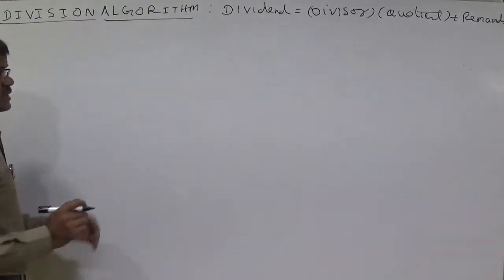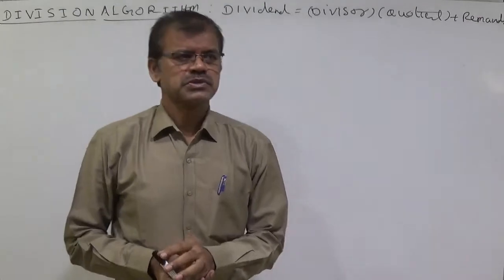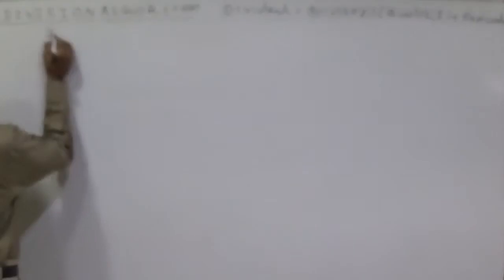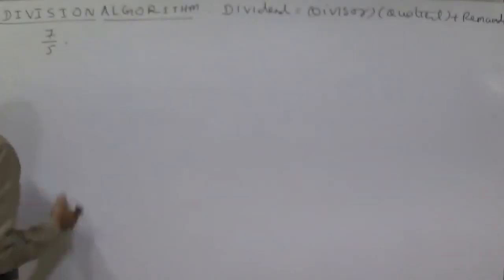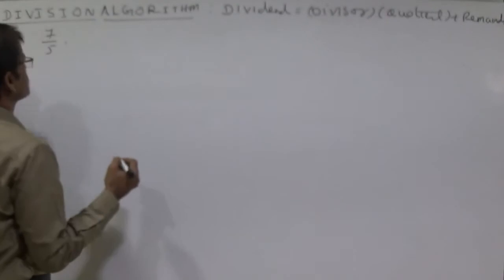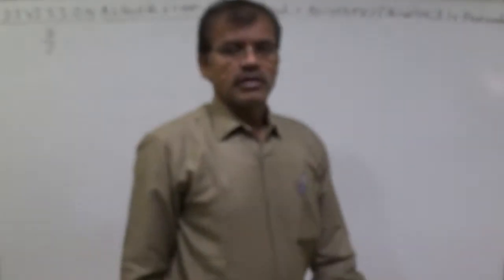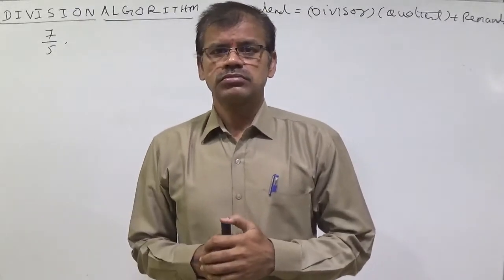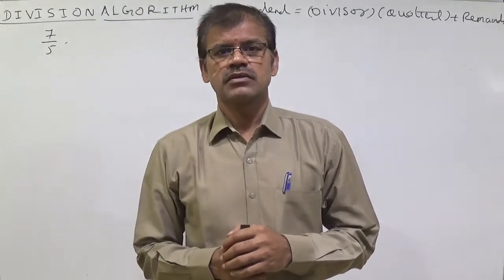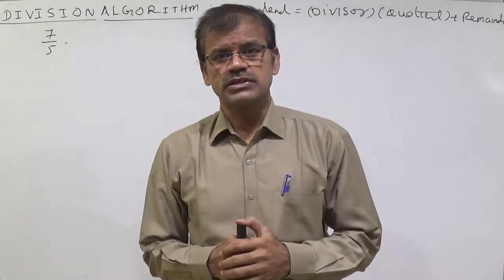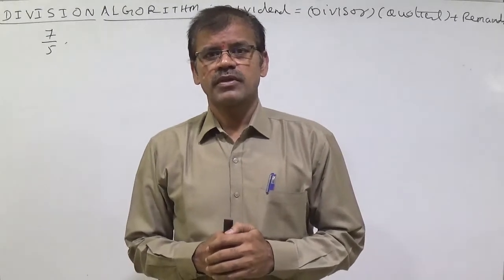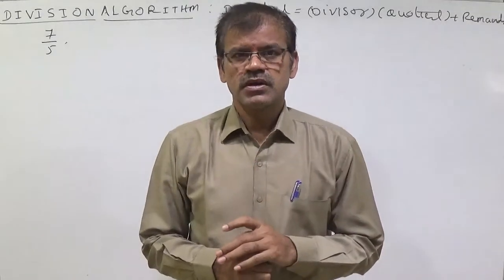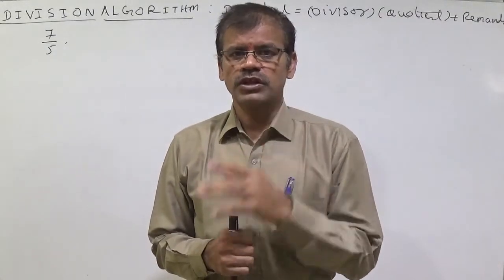Example. Let us discuss small examples using numbers. Taking 7 by 5, this is called an improper fraction. Now my point is, I am going to discuss the partial fractions of improper fractions. Until now we have discussed partial fractions for proper fractions. For proper fractions, we have discussed 4 types.